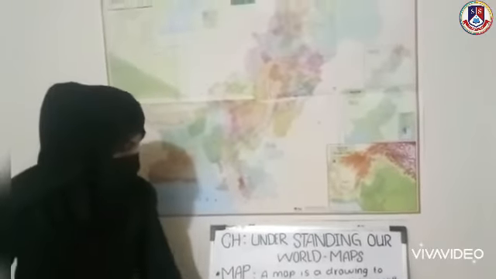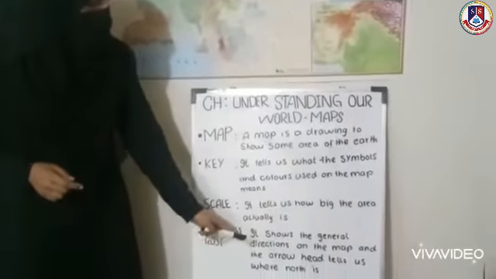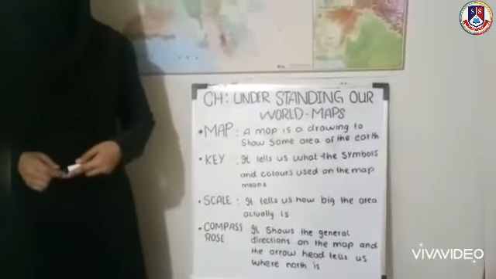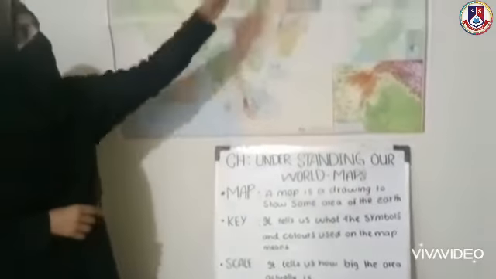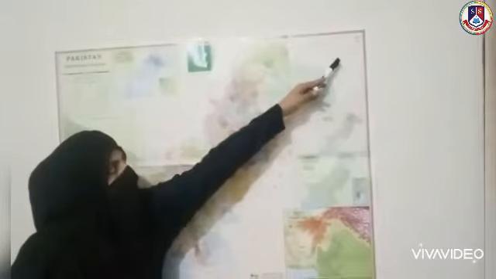Compass rose, it shows the general directions on the map, and the arrowhead tells us where north is. Students, look at the top of the map. It is an arrowhead and it shows the direction of the north.